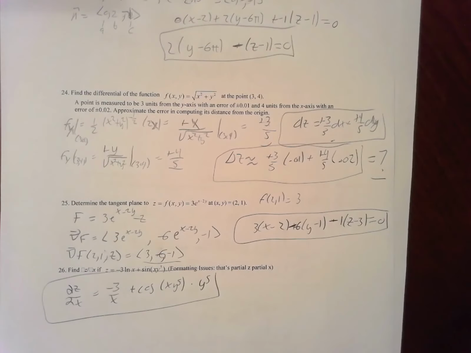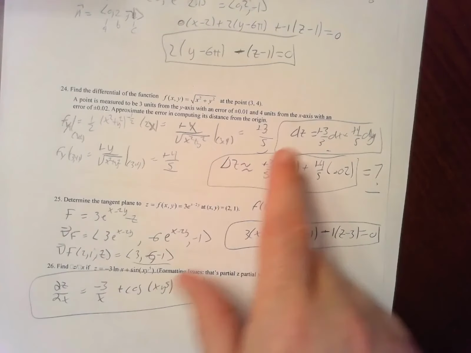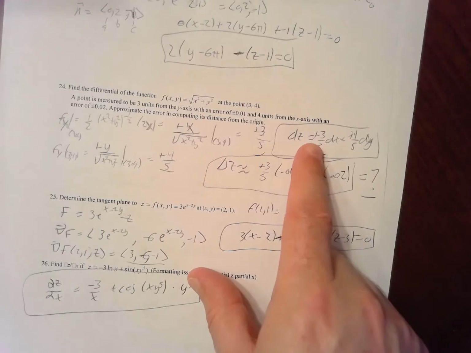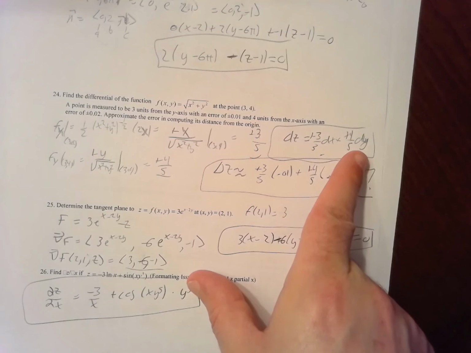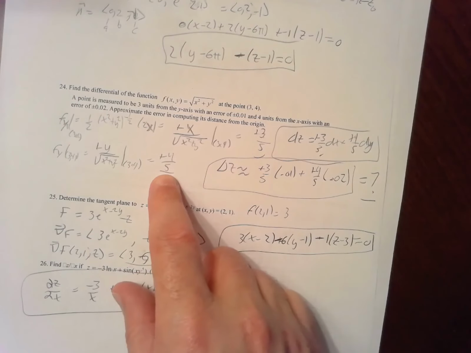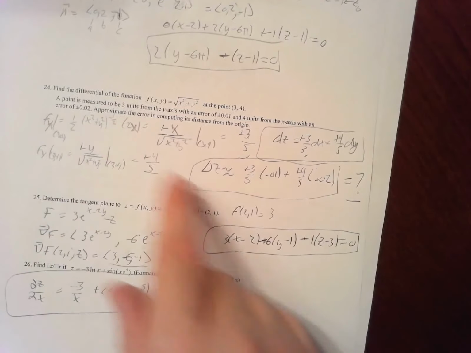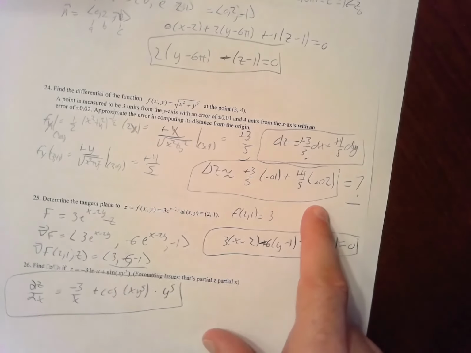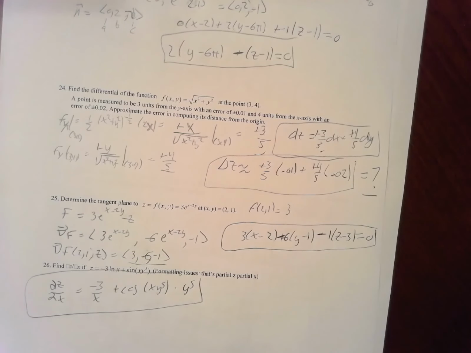Okay, so we are using the differential to approximate errors. So we find both partials. Remember the differential, dz is partial with respect to x, dx, plus partial with respect to y, dy. So we find both of those. I got 3 fifths and 4 fifths. I know my errors in x and y. That's my dx and dy. And then just throw this in a calculator, you get some decimal.